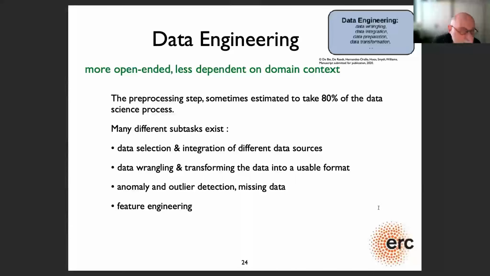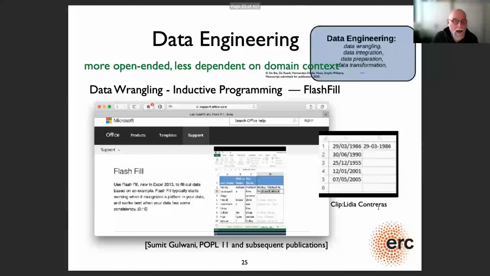Okay, let me now look at data engineering, which is this other quadrant. There are again a lot of different subtasks. There is data selection, there's data fusion, wrangling the data, and that's what I'm going to focus on a little bit. And then also things like feature engineering and anomaly detection. One system and approach that really opened up a lot of work on program synthesis and automated data wrangling is a seminal contribution by Sumit Gulwani at Microsoft.